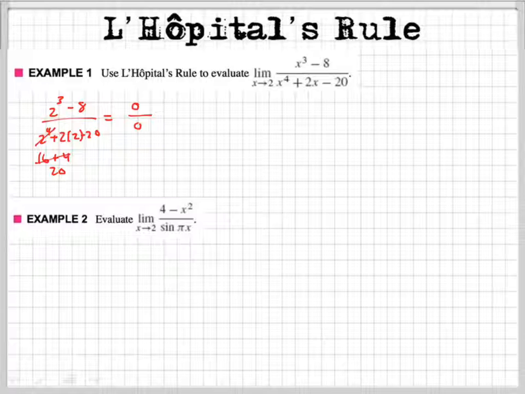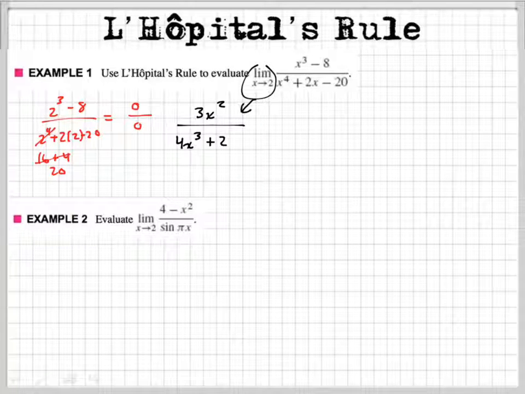Now, because we know derivatives now, we can use L'Hopital's rule, which is taking the derivative of the top and the bottom, and then finding the limit of that. So I take the derivative of the top, I get 3x to the 2nd power, divided by the derivative of the bottom, which is 4x to the 3rd, plus 2. The constants go away. Since I'm just finding the limit of this, I do the same thing that I did before. I plug in the 2.